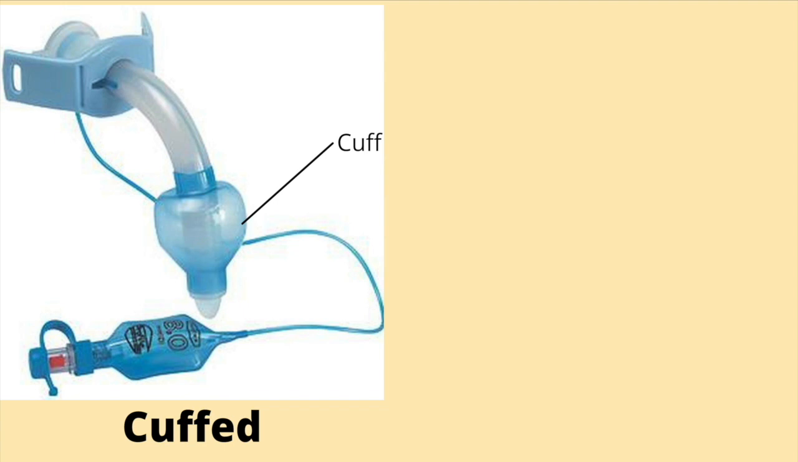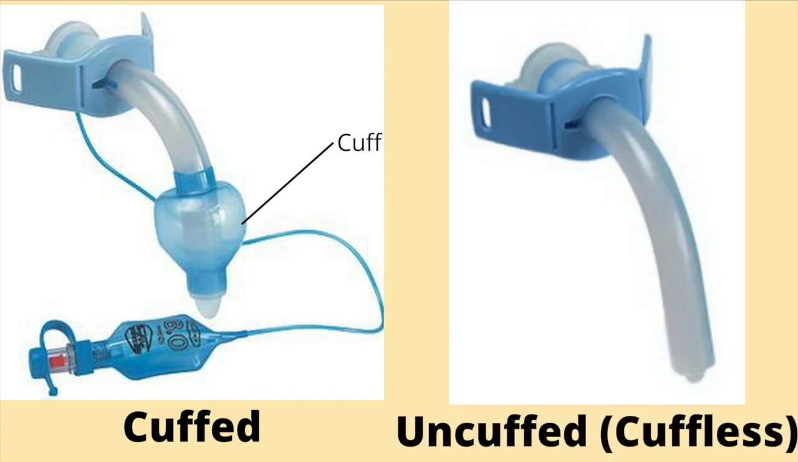One type of tracheostomy tube has a balloon-like feature at the distal end of the tracheostomy tube. This is called a cuffed tracheostomy tube. The other type of tracheostomy tube does not have a balloon-like feature. This is called a cuffless or uncuffed tracheostomy tube.